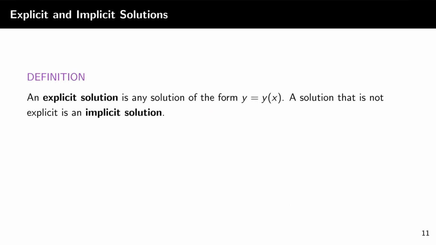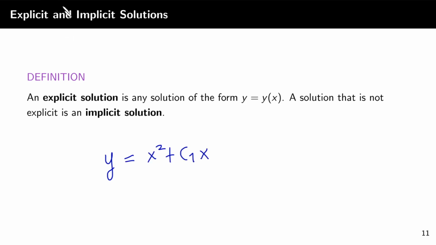So let me box the final answer. Okay, so definition. So an explicit solution is any solution of the form y equals y of x. Okay. So if our solution is y as some function of x, for example, x squared plus c sub 1 x, then that's an explicit solution.